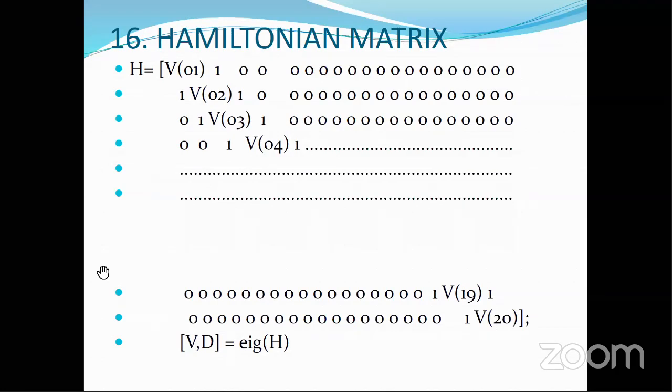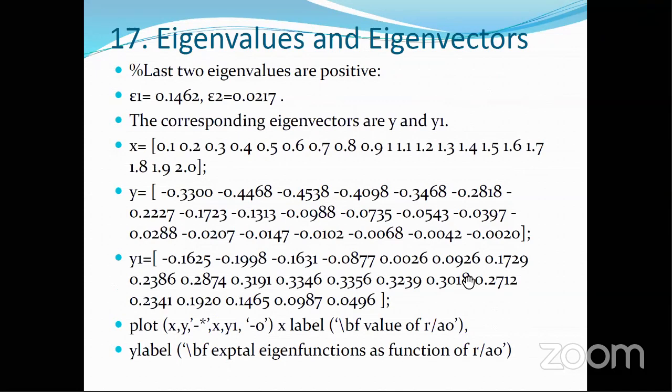That bracketed VD is EIG of Hamiltonian matrix, and in the 17th slide it throws me back again only 2 positive eigenvalues. As you can see, negative eigenvalues are not written. Why clutter the space unnecessarily? And the corresponding eigenvectors are y and y1. So with x as 0.1, 0.2 up to 2, and y and y1, these eigenvectors, I have plotted the graph of x, y and x, y1. So x is labeling r upon a0, and y is labeling the eigenfunctions as a function of r upon a0. We go to the 18th slide.